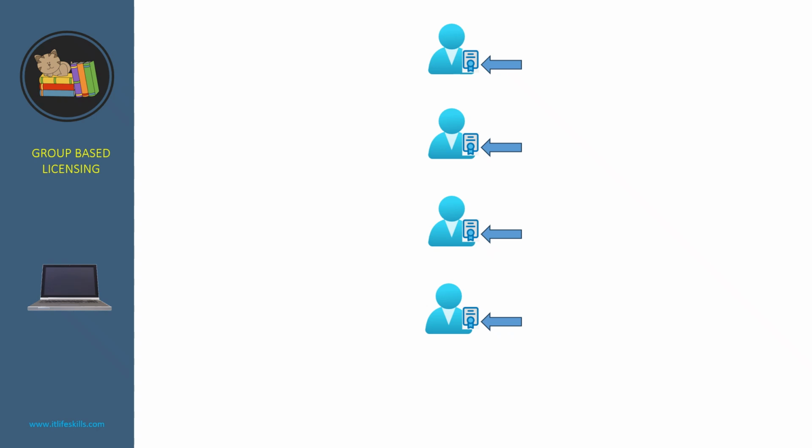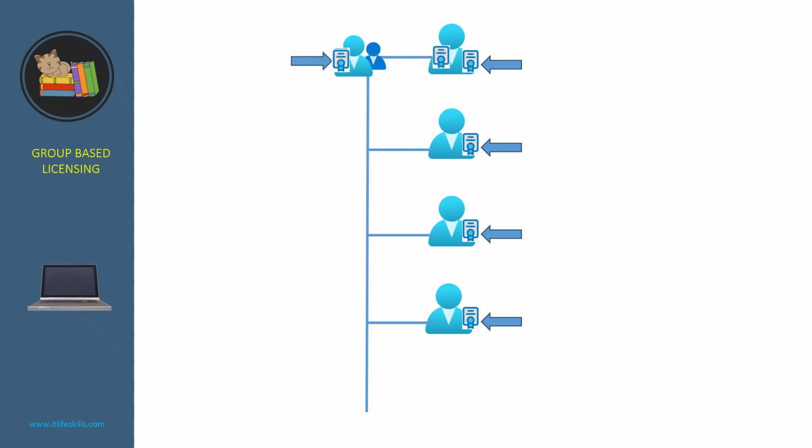Later, Microsoft released group-based licensing. To transition from user-based licensing to group-based licensing, we need to create a group that includes all the users, then assign the licenses to the group, and the license will automatically assign to each member of the group.